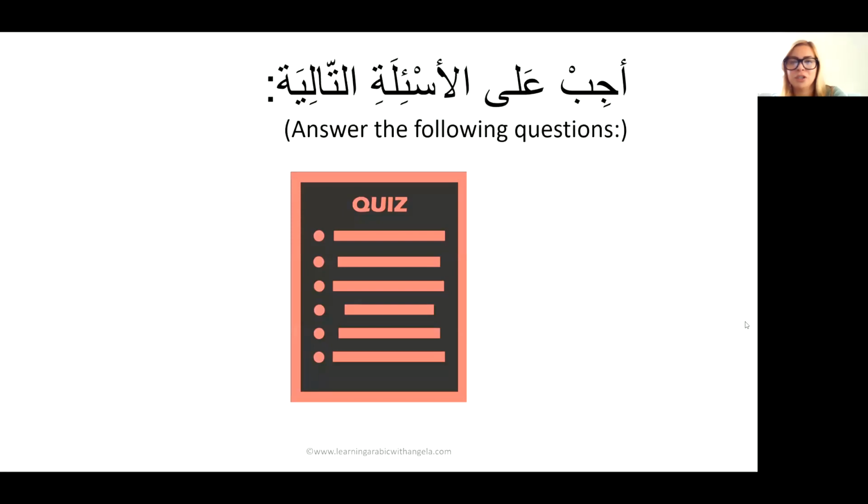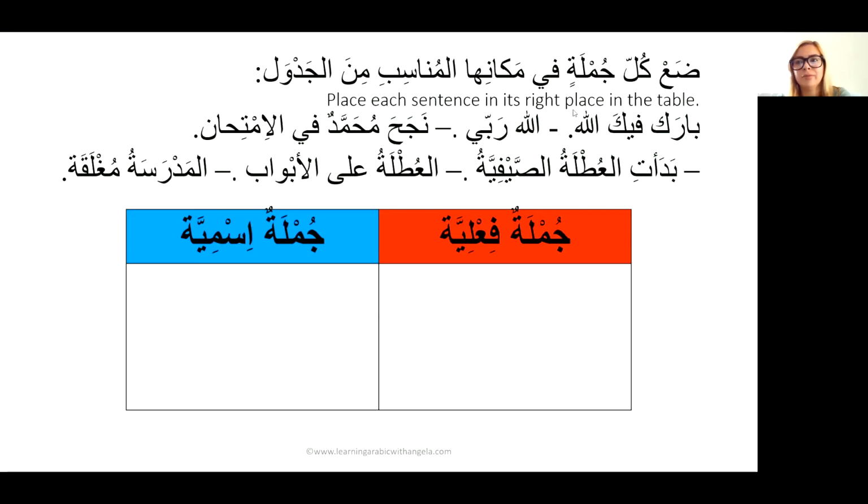Answer the following questions. أجب على الأسئلة التالية. So, ضع كل جملة في مكانها المناسب من الجدول. So you have to categorize, basically place each sentence in its right place in the table. جملة فعلية وجملة اسمية. So we're going to have to practice that before going to the next exercise. Let's see if you remember from last lesson.